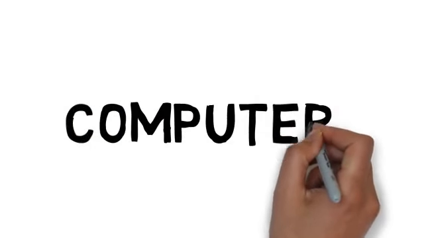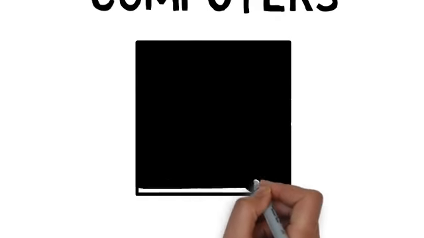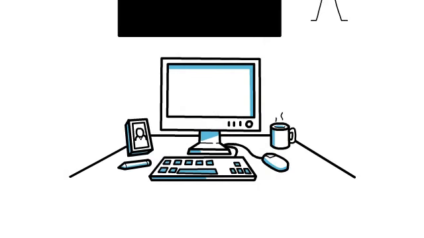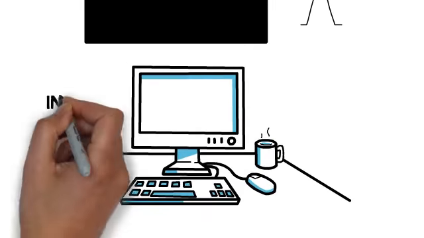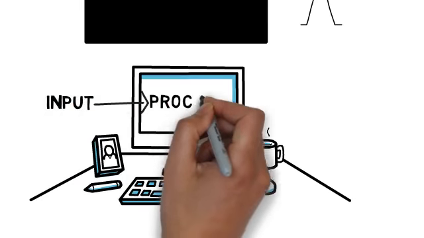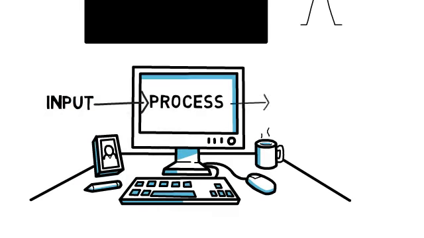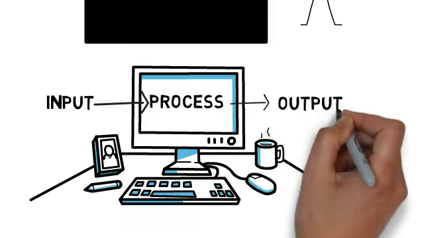Computers are everywhere, but what really makes a computer a computer? Many people treat their computer like a black box and have very little knowledge of what is going on inside that box. At its most basic level, a computer is a device that accepts an input, processes it, can store the information, and often produces an output.